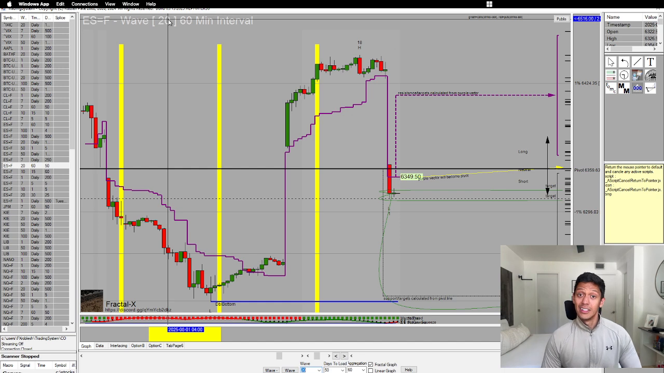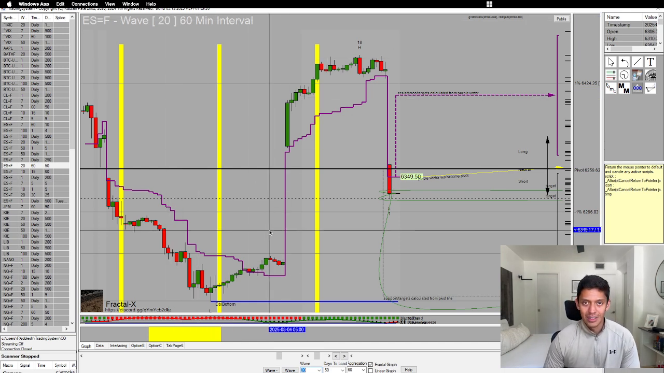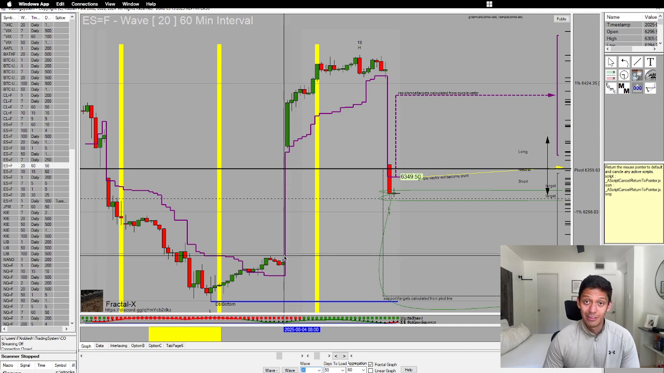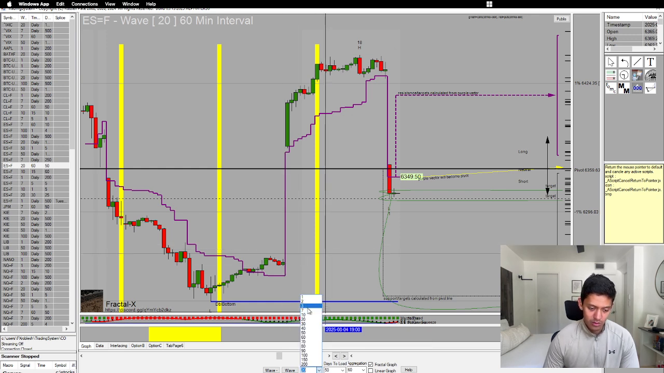This wave number is larger, so the system is essentially taking more into account to define a new trend. If you want to take less into account in the definition of a trend or the length of a trend, then you would lower the number.